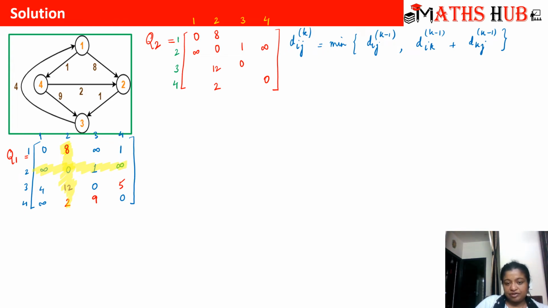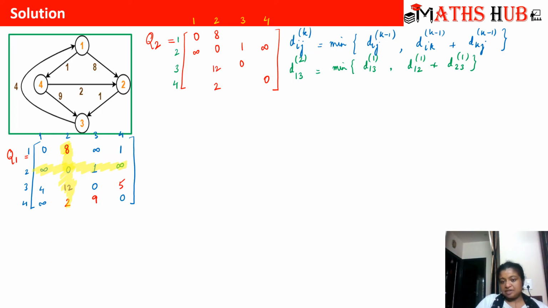So let's calculate first of all D13 in the new weighted matrix 2. So now this will be minimum of D13 in the previous one, comma D12 in the previous one plus D23 in the previous one, right? I hope you can understand how these places are changing. Now i and j are being played by 1 and 3 and k is playing the role of 2.